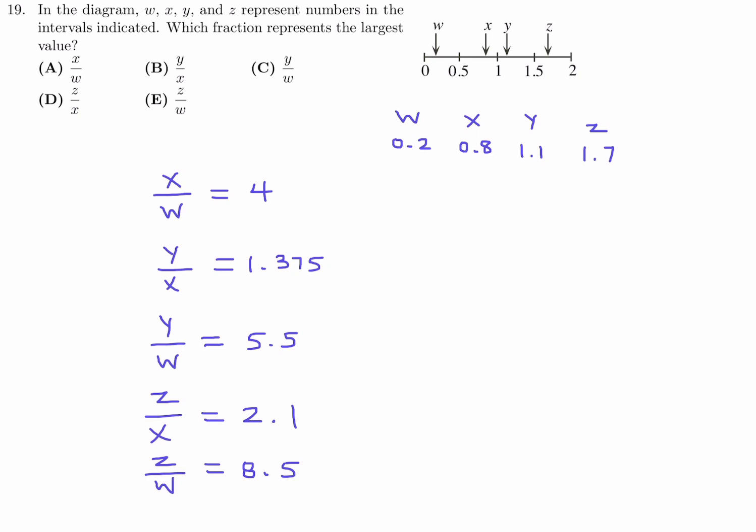So the largest of these clearly is z over w. So that would mean that for number 19, the answer is E.